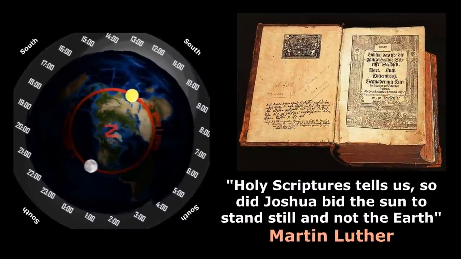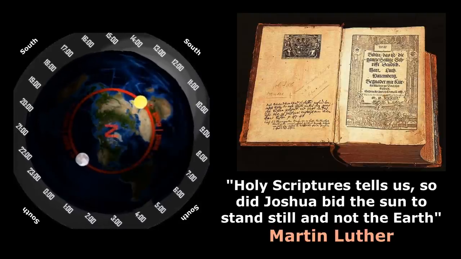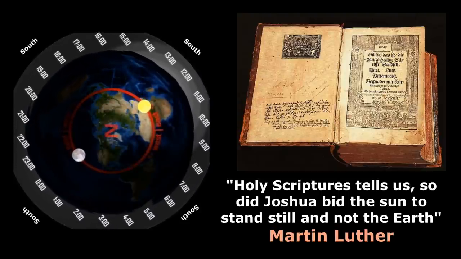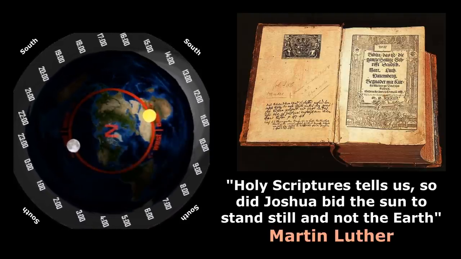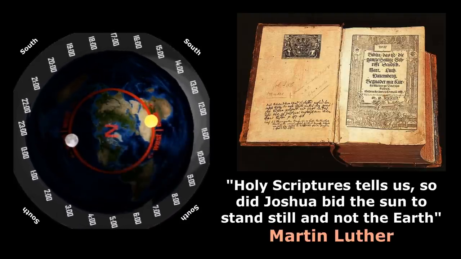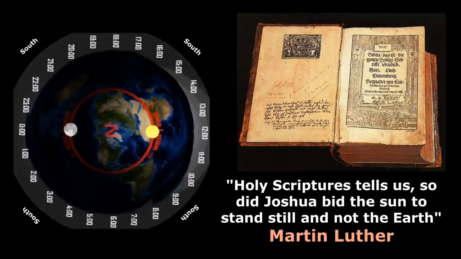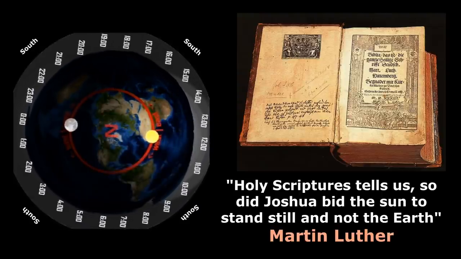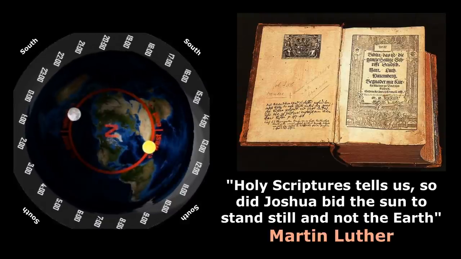The Protestant reformer Martin Luther also pointed out the error of the astronomers in the 16th century by pointing out that the Bible describes a local traveling sun that stopped in the sky during an important battle. He said, "Holy Scripture tells us, so did Joshua bid the sun to stand still, and not the earth."